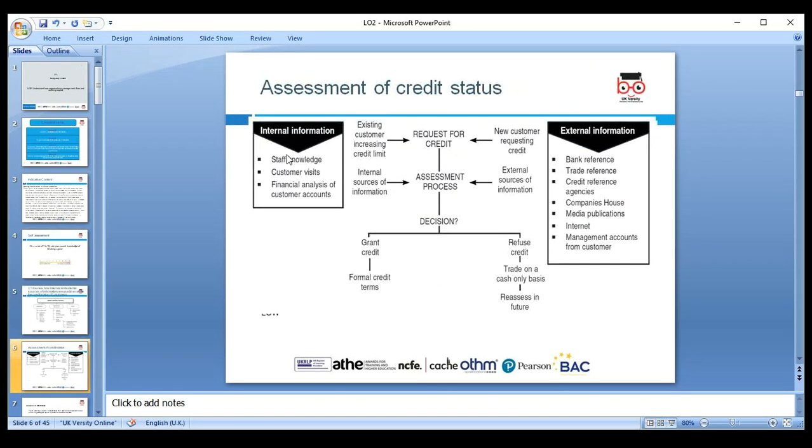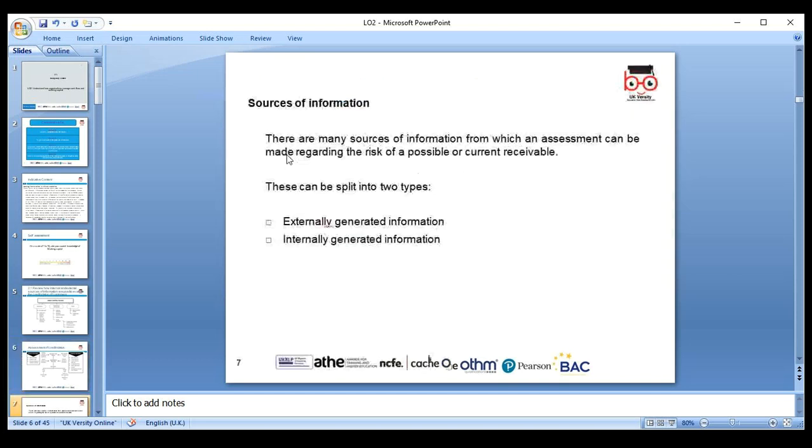Second, we look at the assessment of credit status. When we assess credit status, we need to look at internal information: staff knowledge, customer visits, financial analysis, and the credit assessment procedures. Then you make the decision either to grant the credit or not. We can review our internal records and get external references to authorize credit to someone.